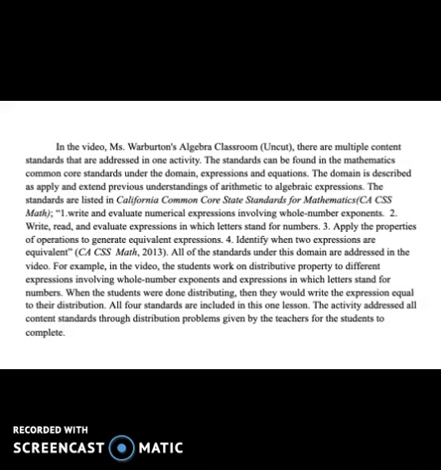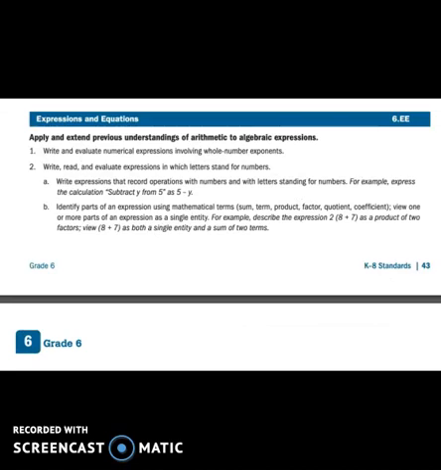In addition, in the video, Miss Warburn's Algebra Classroom, there are multiple content standards that were addressed in the activity. The standards can be found in the Mathematics Common Core Standards under the domain Expressions and Equations. The domain is described as apply and extend previous understandings of arithmetic to algebraic expressions. All the standards in the domain are addressed in the video.